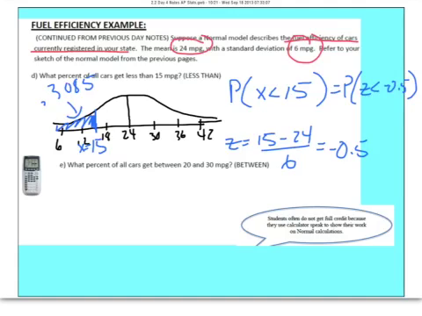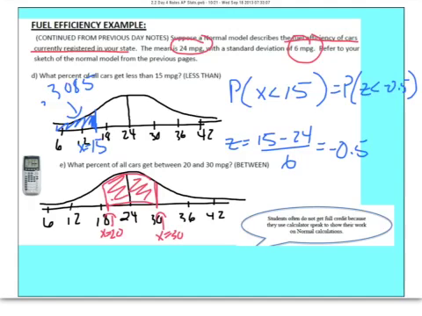Let's take a look at part E. What percent of cars get between 20 and 30 miles per gallon? So let's set up the scenario for that. So we're going to do our sketch of that scenario, and then what we're trying to find is the percent or proportion that the x is in between 20 and 30.